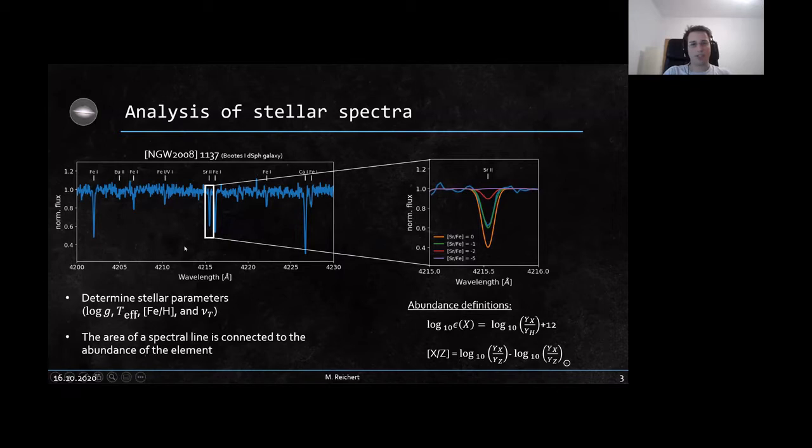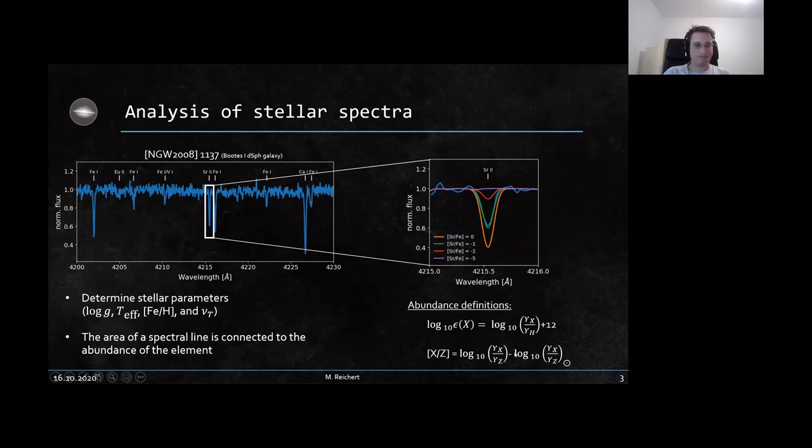So here you can see, for example, for strontium, theoretical lines that we can calculate and synthesize for different abundances, here given in square bracket notation. When talking about abundances, we have to make a definition of the abundance, and we can either give it in the so-called log epsilon notation relative to hydrogen, or in the square bracket notation where we subtract the value of the sun.